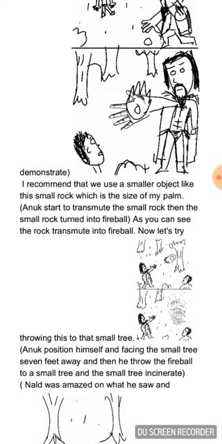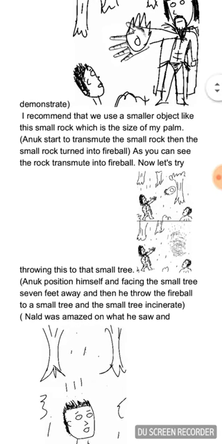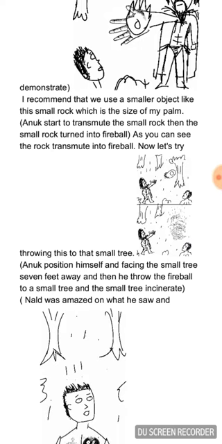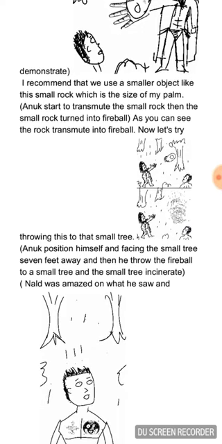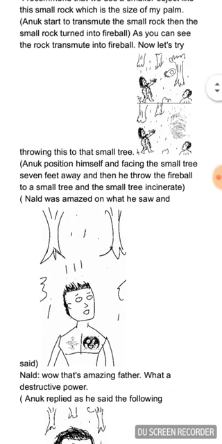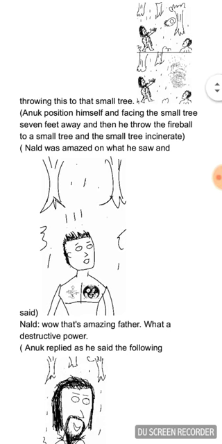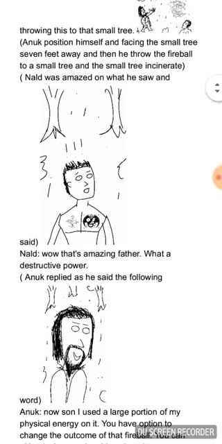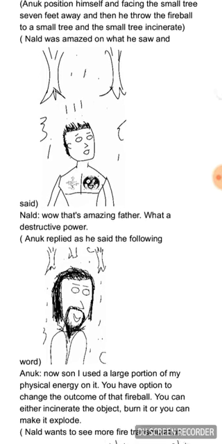Now let's try throwing this at that small tree. Anak positions himself facing the small tree, 7 feet away, and then he throws the fireball at the small tree, and the small tree incinerates. Nald was amazed at what he saw and said, "Wow, that's amazing, Father. What a destructive power."